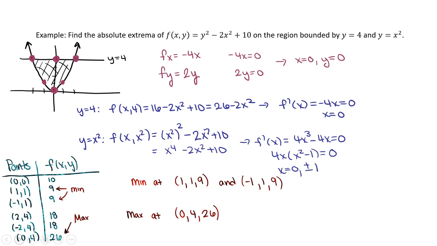So it is kind of an involved process. The idea is we start by finding our critical points in the interior, and then we have to analyze each portion of the boundary. So we have to find critical points along that boundary, and we have to check those endpoints as well.